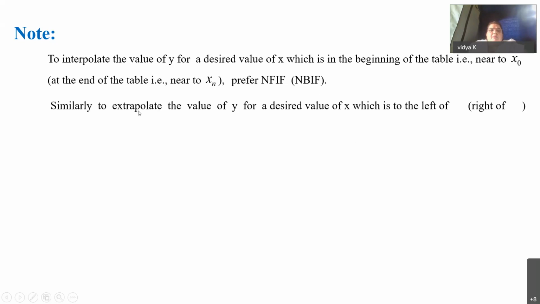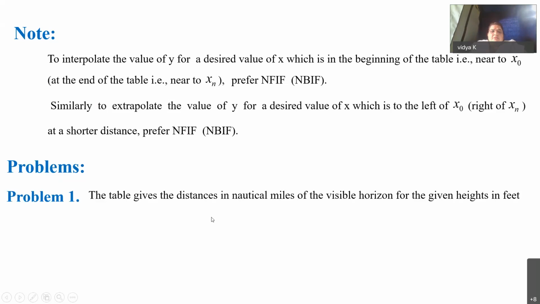Similarly, when you have to extrapolate, first of all, the values of x should be at equidistance to use NFIF and NBIF. And second, while doing the extrapolation, the desired value of x should be to the left of x naught at a shorter distance to prefer NFIF, and to the right of xn at a shorter distance to prefer NBIF. So now we take problems on that. The first problem I take from your reference textbook, Grewal. In this problem I took both cases, using NFIF as well as NBIF.